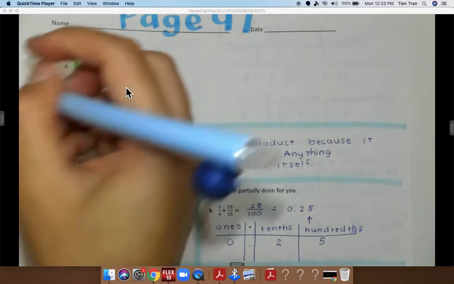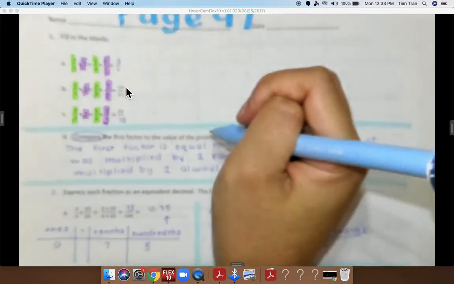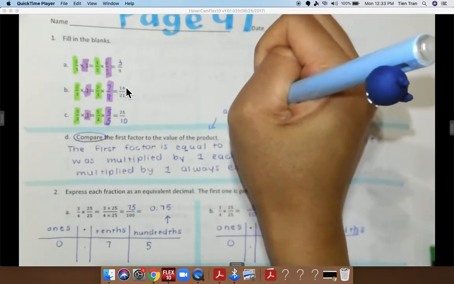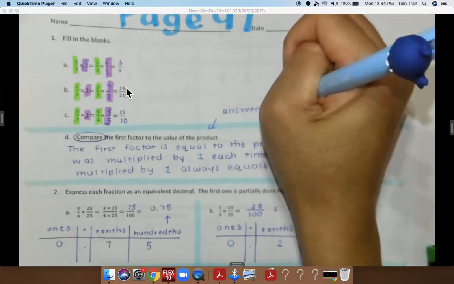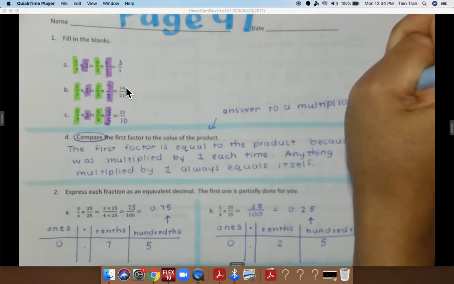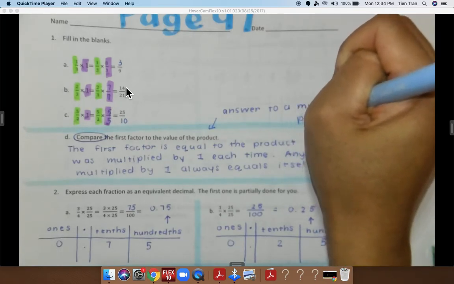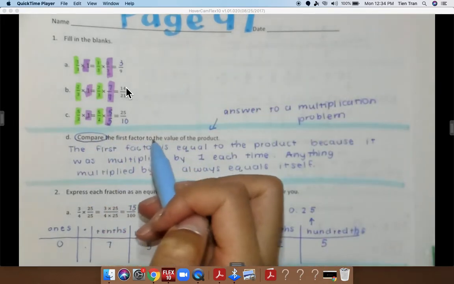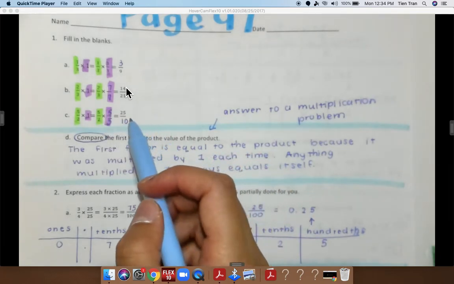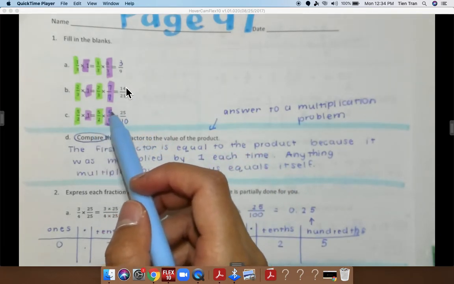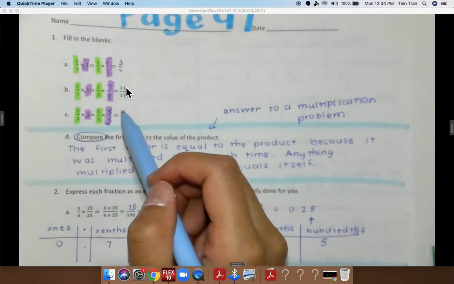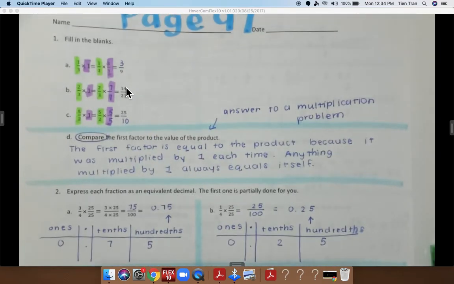For problem D, they asked you to compare the first factor to the value of the product. So remember, the product means the answer to a multiplication problem. So they're asking you to compare the first factor to the value of the product. They want you to look at the factor that they have given you here and to compare it with the equal or the answer, right? So if you look at it, the first factor is equal to the product.